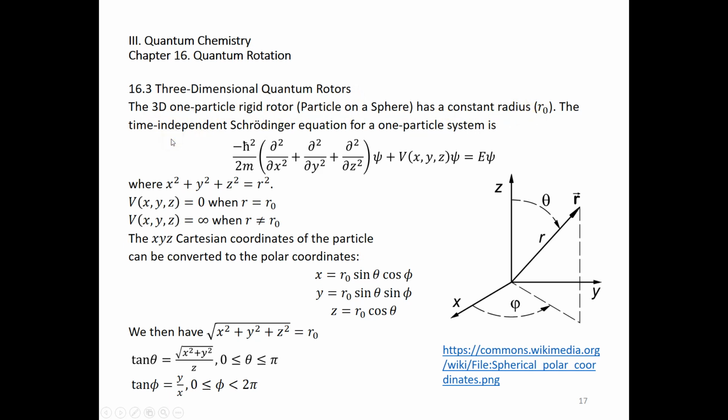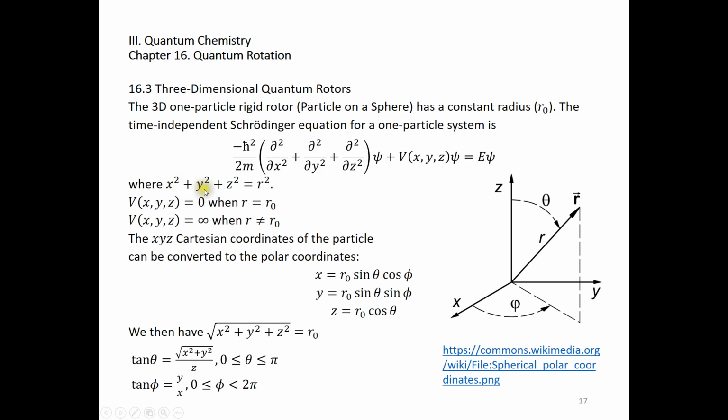The time-independent Schrödinger equation for this one-particle system is this: kinetic energy operator applied to psi, plus potential energy operator applied to psi. The sum is equal to E psi. The left-hand side is also H psi, where H is the Hamiltonian.